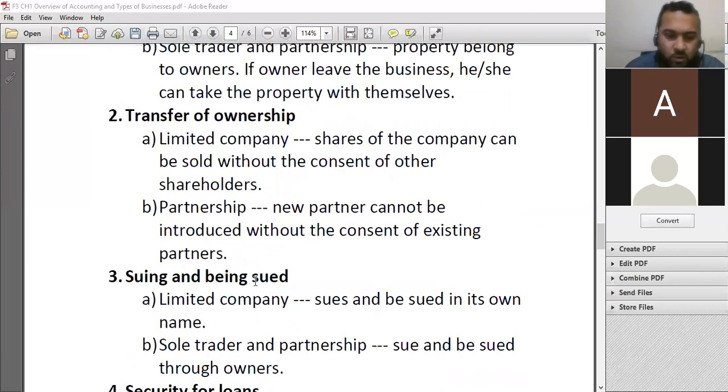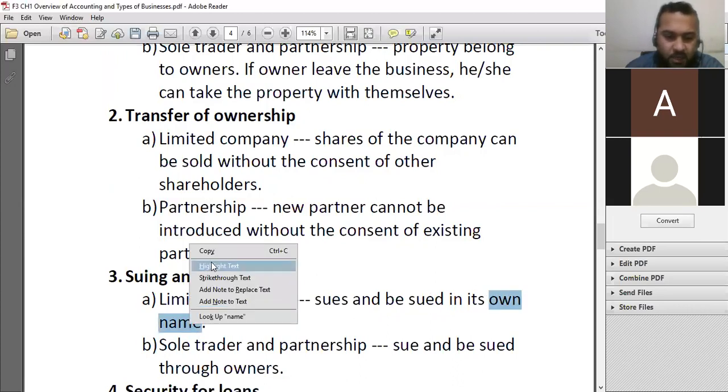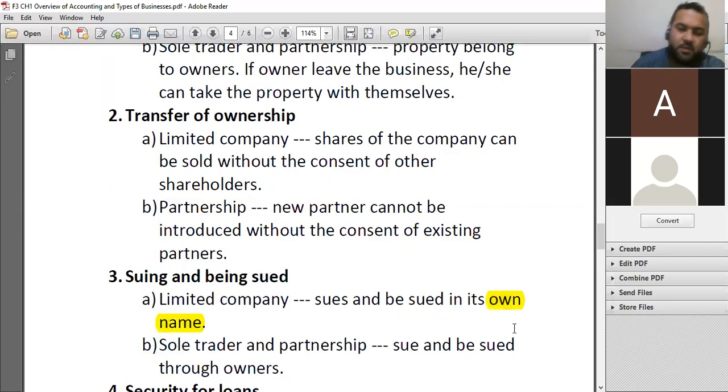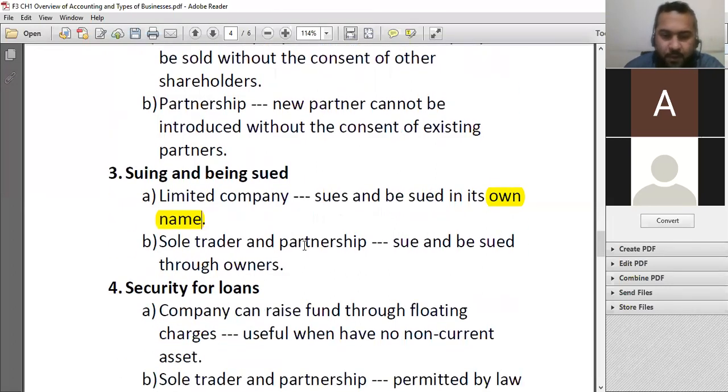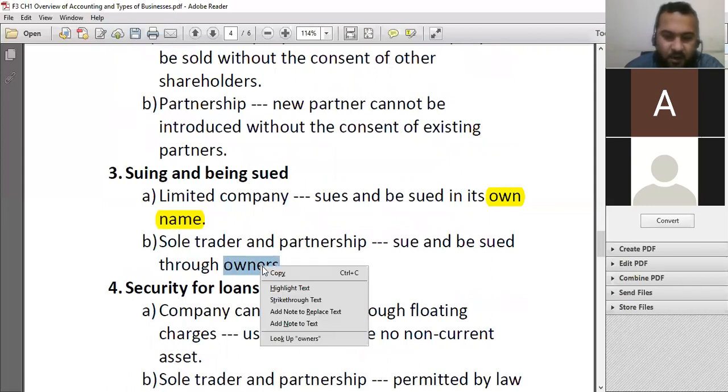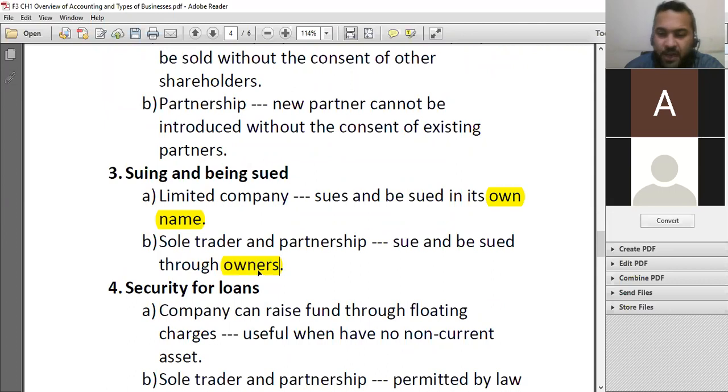Next one, suing and being sued. It means that a company can file a case against another, or someone else can file a case against the business, so in whose name will they file the case? In a limited company, if someone is filing a case against the company, they will use the name of the company in the notice. While in the case of a sole trader and partnership, they will use the names of the owners. They cannot use the name of the business.